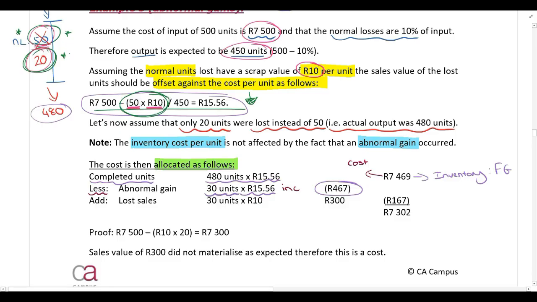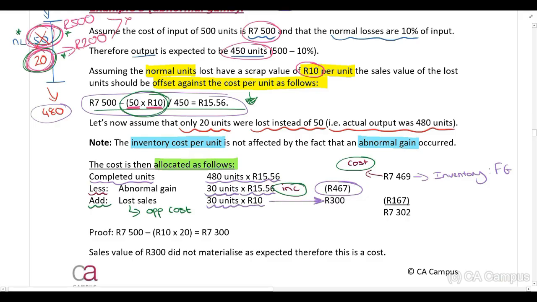So we've got an opportunity cost. These lost sales that I'm adding over here, this is an opportunity cost. So it should make sense why I'm adding it. When we have costs, we add all of our costs together. And when we have income, we reduce the cost by that income amount. What are the units I'm losing out on? I'm losing out on selling 30 units at 10 Rand each. So I'm sacrificing 300 Rand of my sales. If my normal loss was 50 units, I would have made 500 Rand on selling those units. My normal loss was actually only 20 units, which means I could only make 200 Rand. How much money am I losing out on? I'm losing out on 300 Rand.